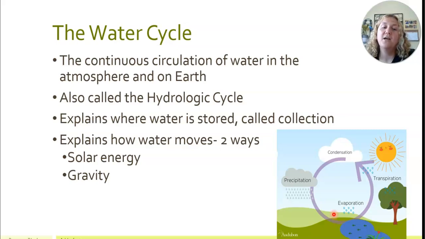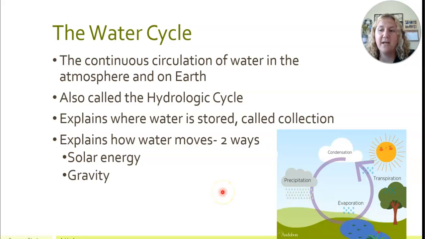It moves in two ways, which is through solar energy, which we've talked about already, and we have a picture of our sun right here in the diagram, and through gravity. So we start off as a little water molecule here in the little pond, and evaporation happens because there's an increase in energy because of the sun's rays. The sun is also acting on the tree over here, resulting in transpiration of water vapor going up into the sky and condensing into liquid water. From there, gravity will act upon that heavier liquid water and come down to the earth as precipitation, and then the cycle can start again.